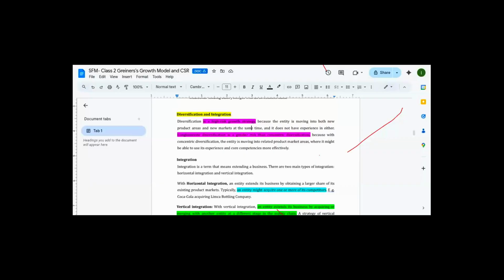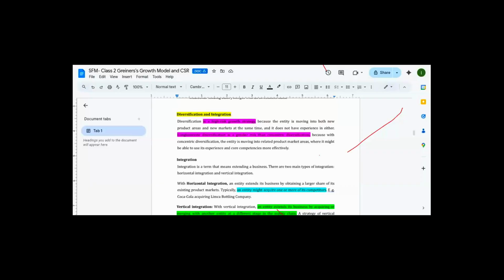But it's not at all times that a company moves into both new product areas and new markets in diversification. Because there's one thing we call concentric diversification. In concentric diversification, the company diversifies into a related line of business with their existing products.